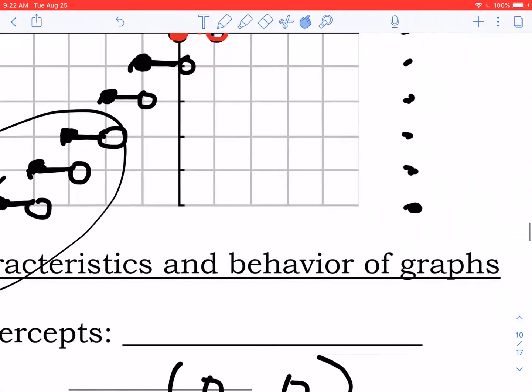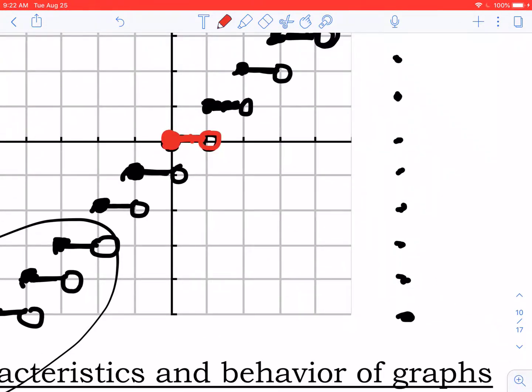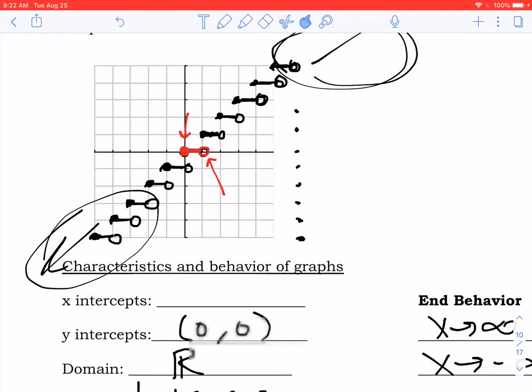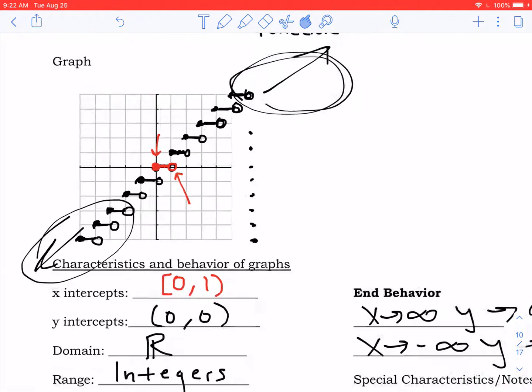And so how would we write that as a notation? Well, it looks like 0 is a closed circle, 1 is an open circle. So if we were going to write that in our notation, we would say that the x-intercepts are all of the numbers between 0 and 1, including 0, but not including 1. The x-intercepts are a bunch of numbers, 1/2, 1/3, 0.5, 0.23. There's a ton of numbers that are touching the x-axis, and all of them are from 0 to 1, including 0, not including 1. Okay?